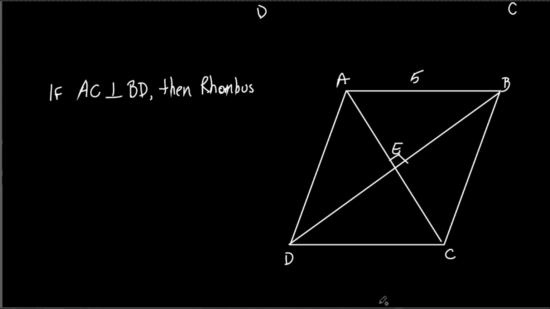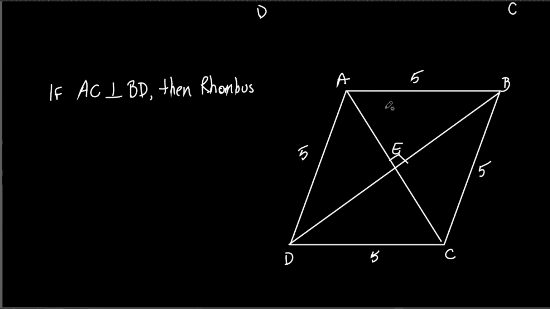Why? It's not just a quadrilateral, it's a what? It's a rhombus, that's right. Because if they're perpendicular right here at E, then this thing's got to be a rhombus. So if this side is 5, then what's this side? Then all the other sides are going to be 5. That's right. All the sides are equal because a rhombus has all equal sides. Everybody with me on that?